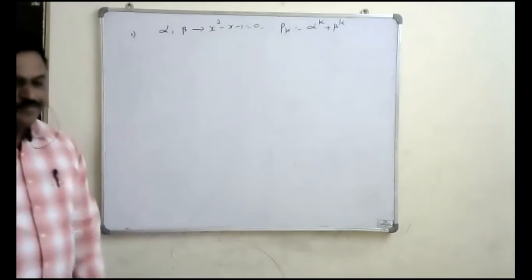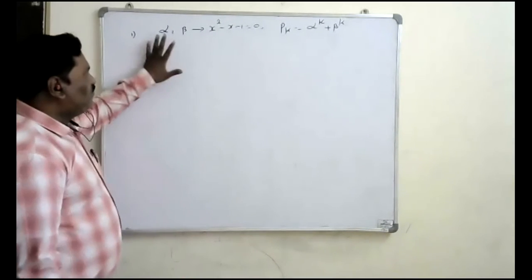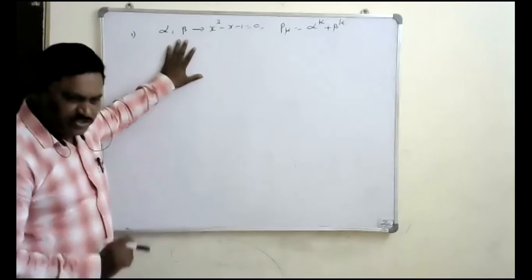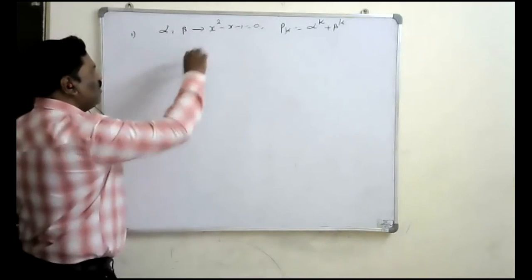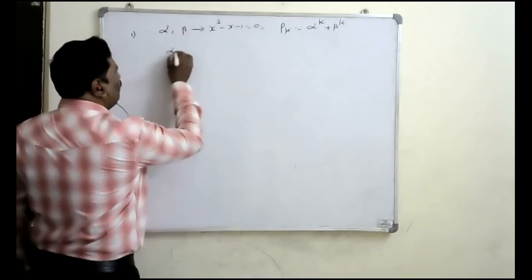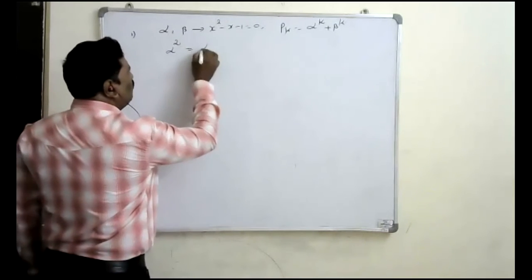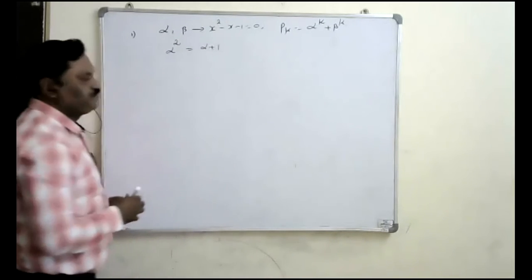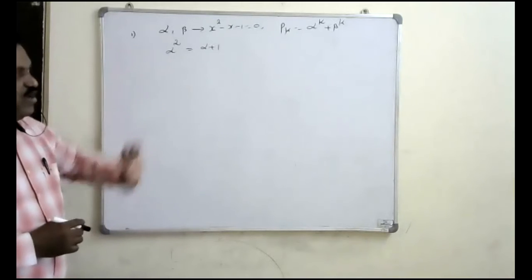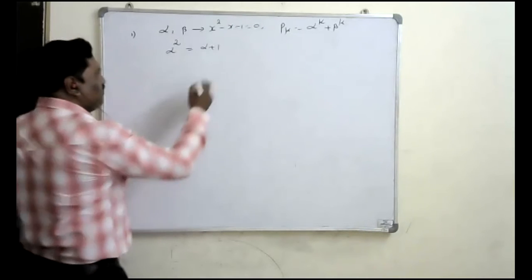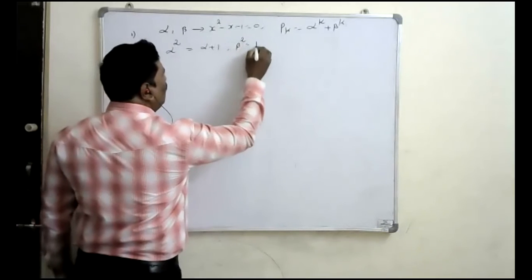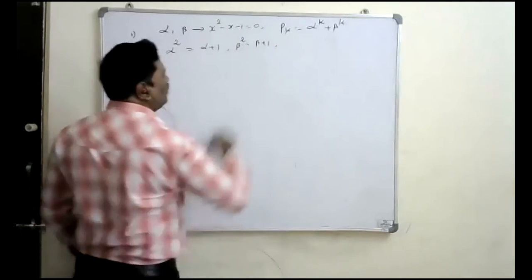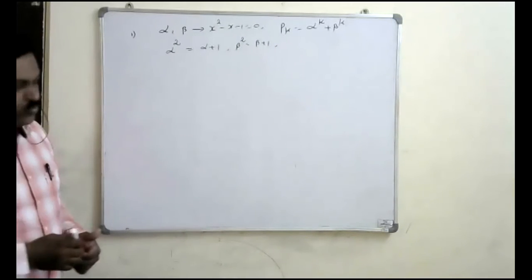Just observe here. Since alpha, beta are the roots of that equation, alpha has to satisfy this. That's why substitute the alpha in this. Then alpha square is equal to alpha plus 1. And similarly, you'll get beta square equal to beta plus 1 also.